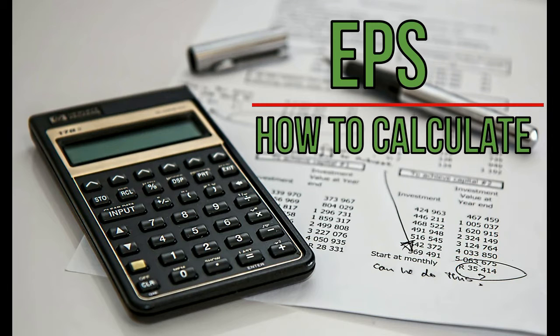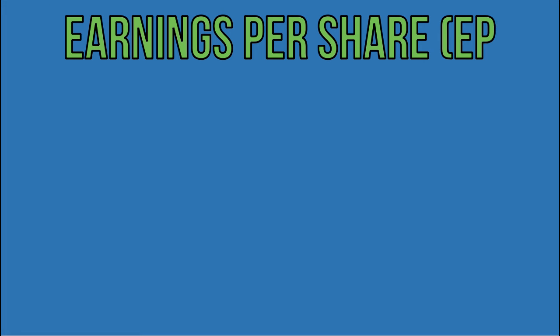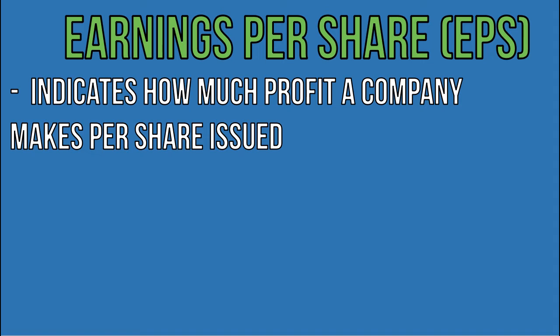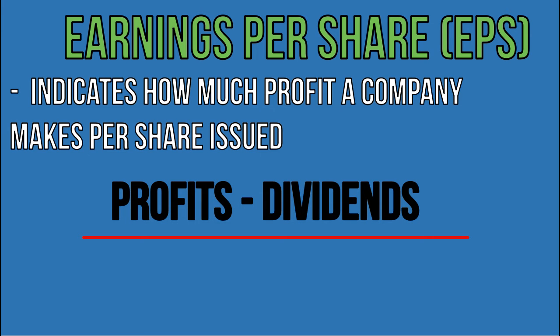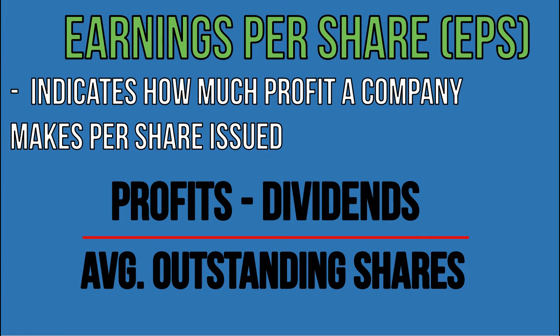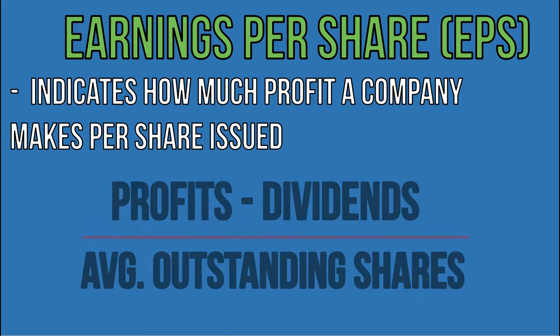What is EPS and how can you calculate it? EPS is earnings per share and something every investor should understand because it indicates how much profit they made for each share issued. For better understanding, the earnings per share is the company's profits minus the dividends they pay to shareholders over the average number of outstanding shares.